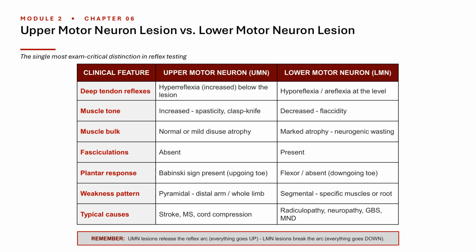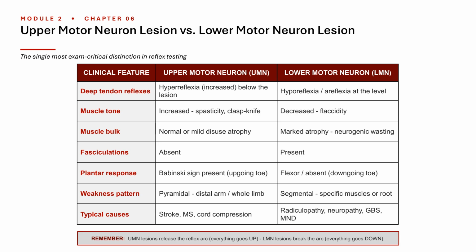The arc is broken. Muscle tone. UMN: increased tone, spasticity, often with the clasp-knife quality. LMN: decreased tone, flaccidity. The muscle is denervated and loses its normal resting tone. Muscle bulk. UMN: normal or mild disuse atrophy only. The muscle is still innervated, just out of cortical control. LMN: marked neurogenic atrophy. Denervated muscle fibers lose trophic support and waste.